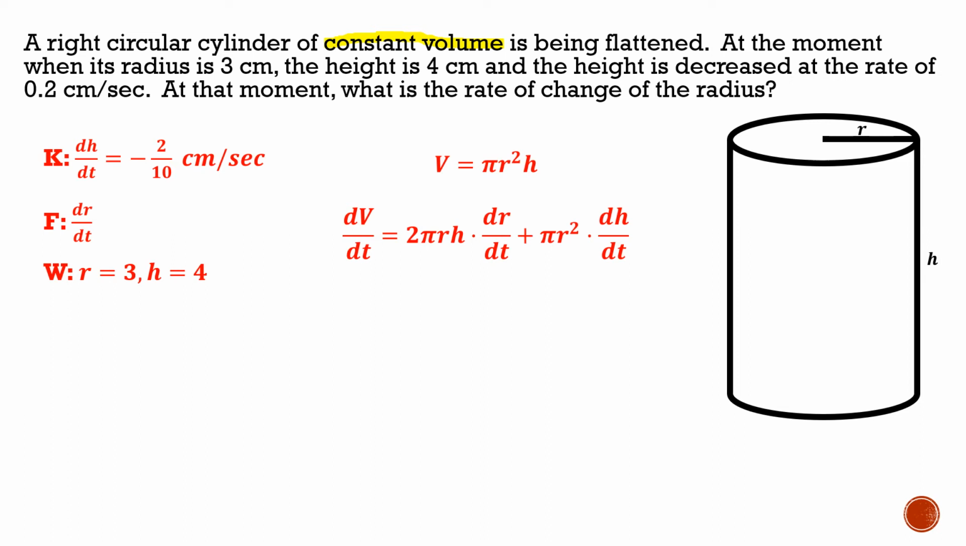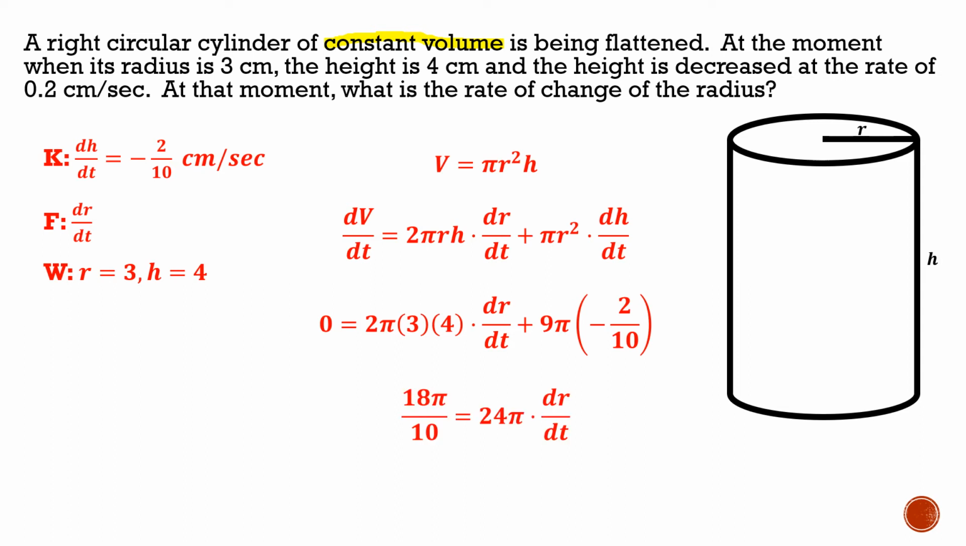Understand that I use product rule to do that: first times the derivative of the second plus second times the derivative of the first. Now when I plug in my values, again, dV/dt goes to 0. I plug in my r and my h, and I also plug in my dh/dt. Now simplifying this and solving for dr/dt, I get 18 pi over 10 equals 24 pi dr/dt, or dr/dt equals 3 over 40 centimeters per second.